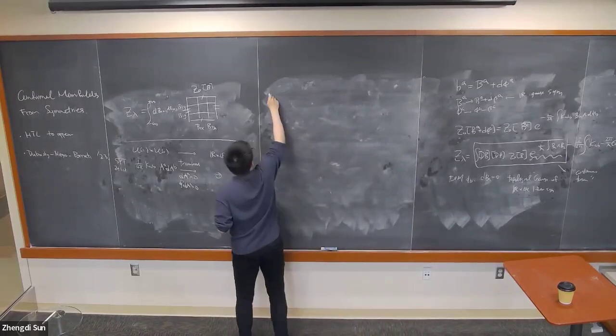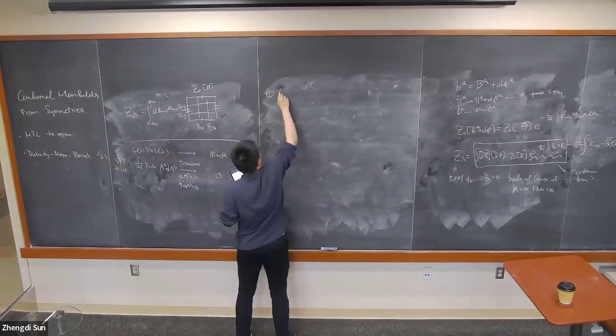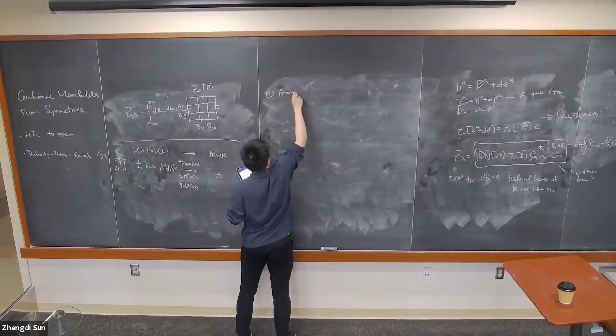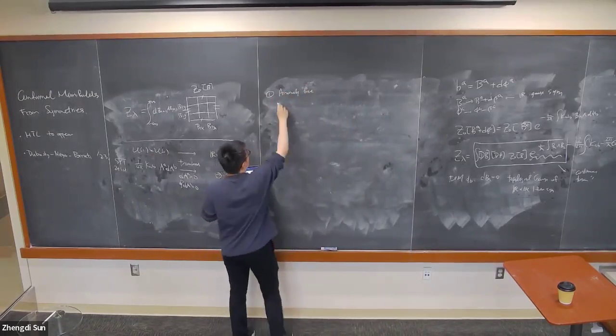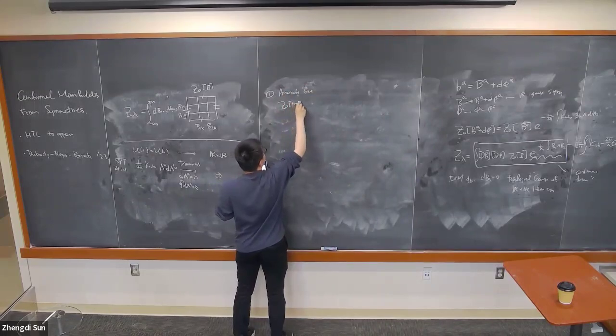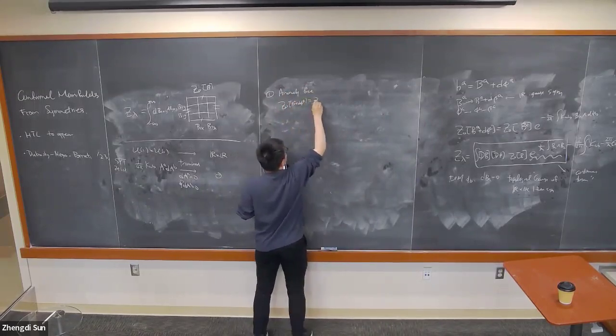So let's first talk about... Now I'm going to focus on just the U1 times U1 case. So let's first talk about a case where the theory is anomaly free. When the theory is anomaly free, it just means that the partition function should be invariant under the background gauge transformations.